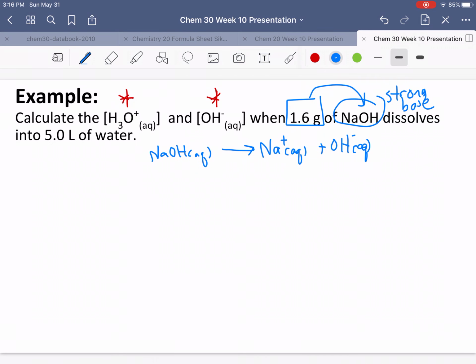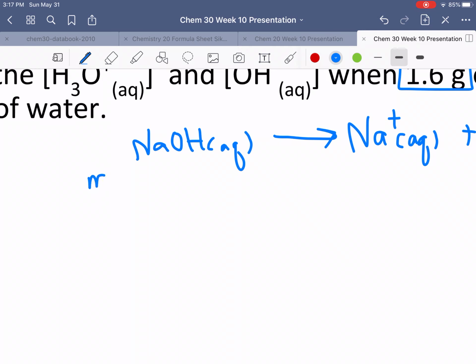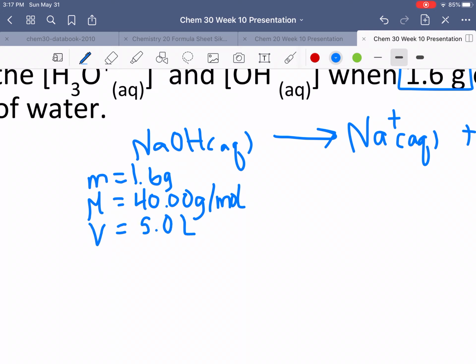Dissolve, dissociate, right? Okay. Now, here's the mass of sodium hydroxide going in. Here's the volume of water it's put into. Regardless, it's a 1-to-1 ratio between the sodium hydroxide and the hydroxide. So that gives us something that we can play around with here. Okay, let's get to it. Mass of sodium hydroxide, 1.6 grams. Molar mass, I'll figure out now, 40.00 grams per mole.